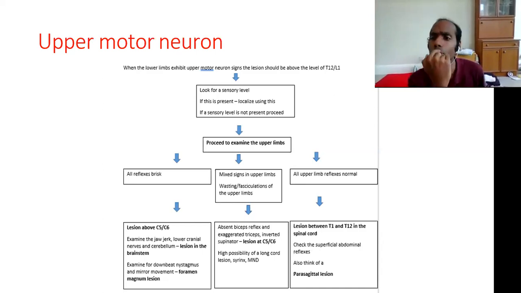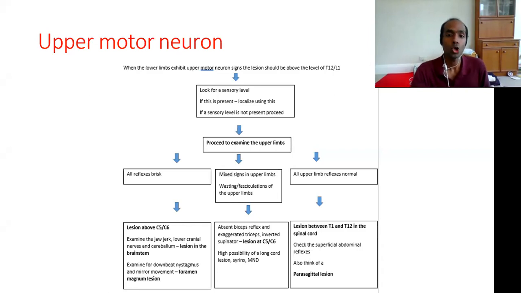Can we go higher? We can go higher. You can go up. What is the highest reflex you can check? Remember we talked about the jaw reflex yesterday? We tested that. If the jaw reflex is brisk, the lesion is in the brainstem. And don't worry about that from that point onwards.